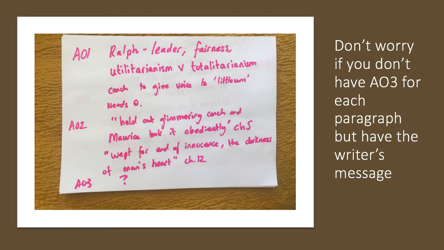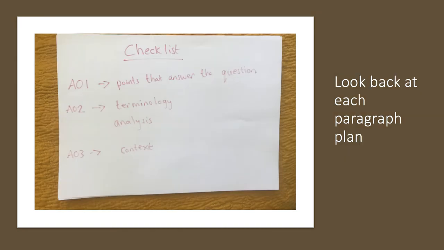You can see here I've got AO3 as a question mark. It's because in my plan I didn't have necessarily anything that linked to context, but on reflection I would have AO3 in the first two paragraphs, and also when I'm writing about how Ralph is being used by Golding, it brings in the writer's message, which, as we know, is a hugely important facet. So making sure that there's a breadth to the answer by bringing that element in as well.